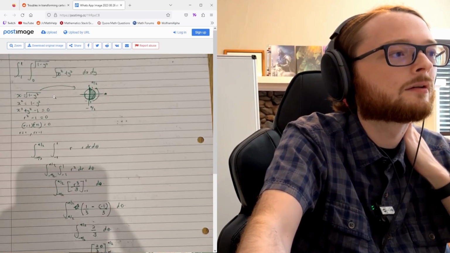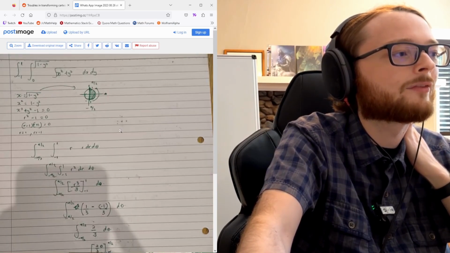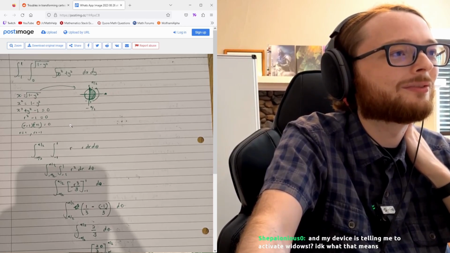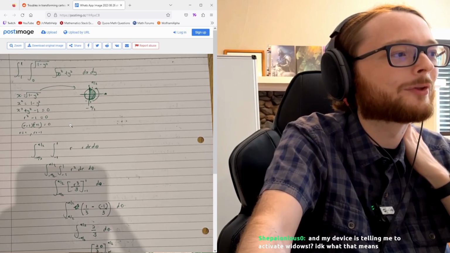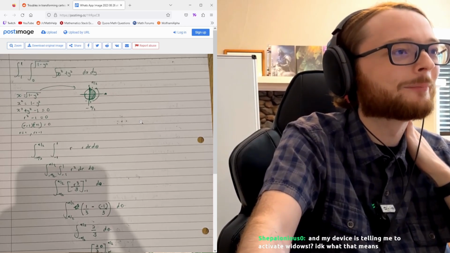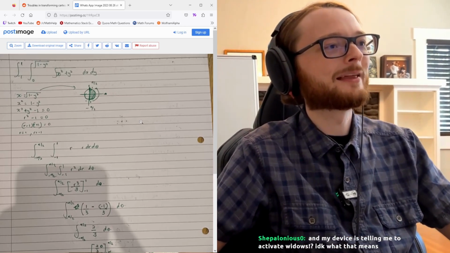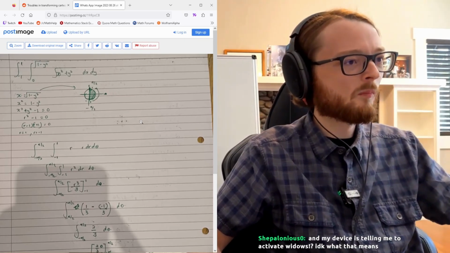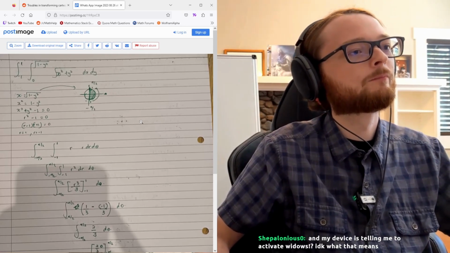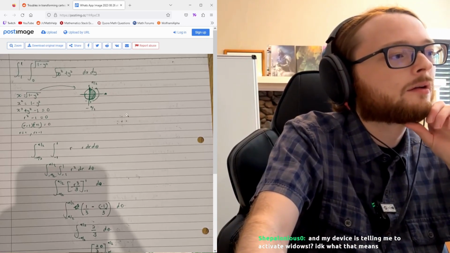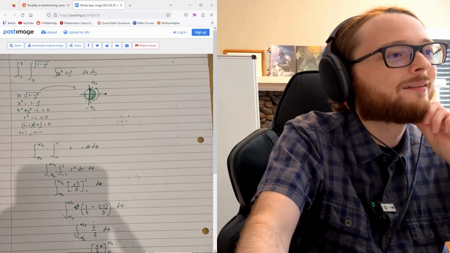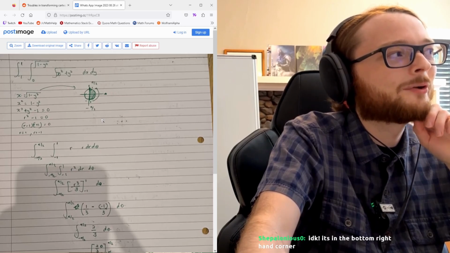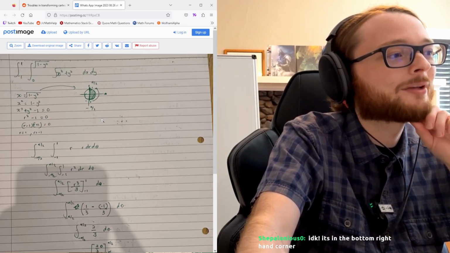Your device is telling you to activate Windows? Did you not put a key in proving that you bought Windows when you installed it? Or if you pirated it, you would get that message. If you still have your Windows key, you might need to put that back in or something. I'm not sure though.